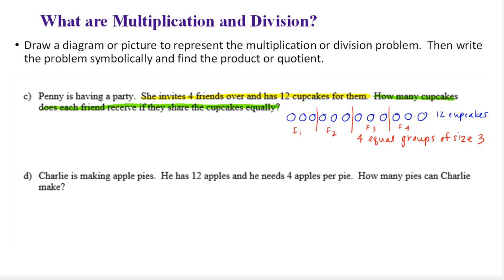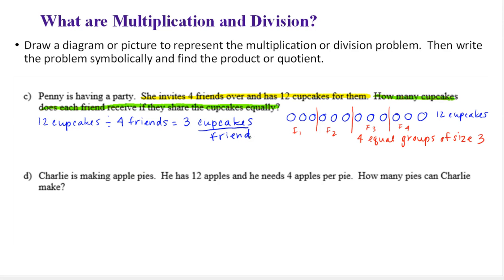Okay. So let's write this using units. So we have 12 cupcakes. We want to divide these, and in this case we think of this as partitioning into 4 equal groups. So divide into groups for 4 friends. And our result is that each friend gets 3 cupcakes, so we're going to write this as 3 cupcakes per friend.